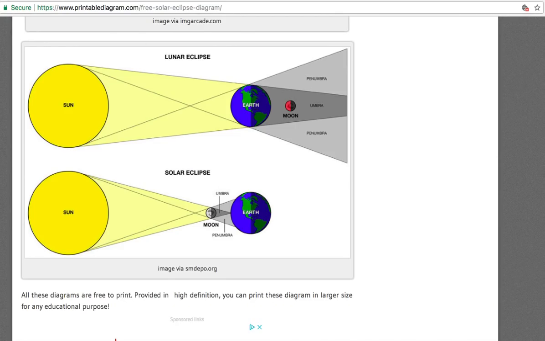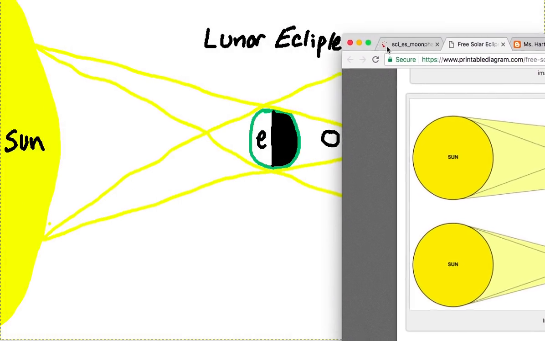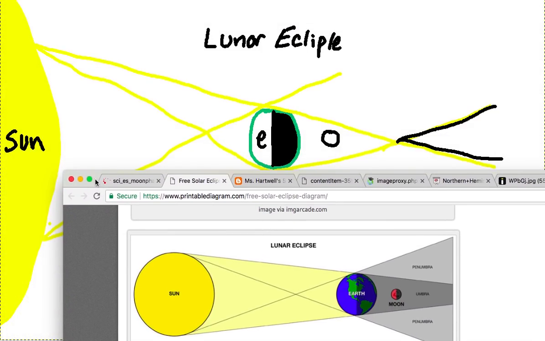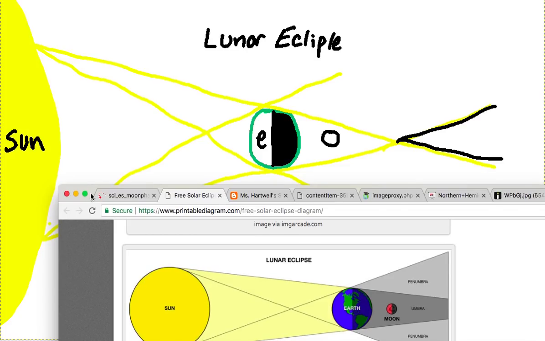So let's just compare our two pictures here. Seems like they're a little bit different, but pretty much the same. I guess they just didn't draw this line right here or this line right here. But you get the picture.